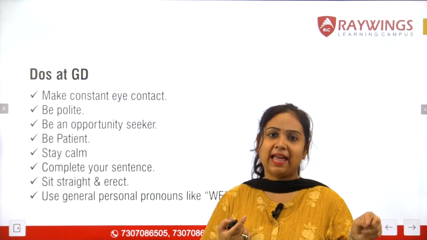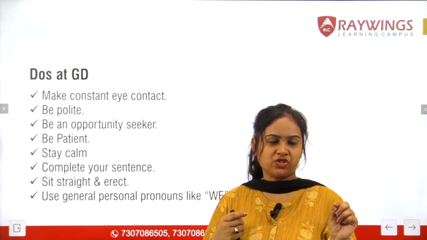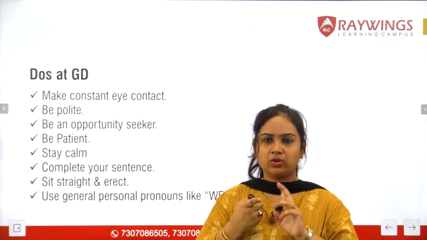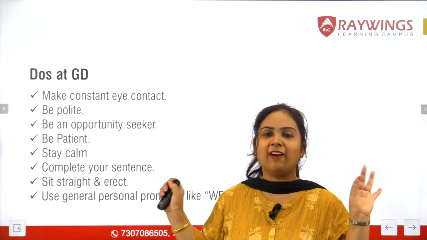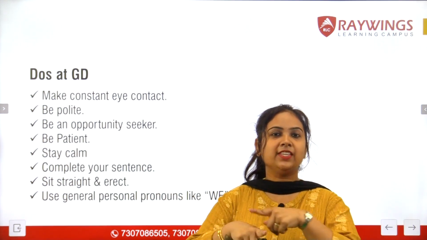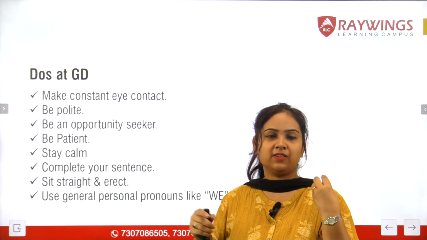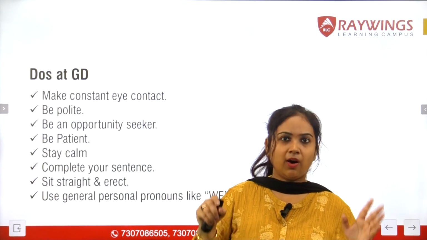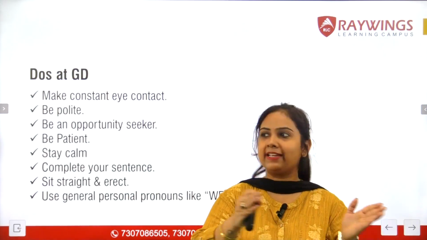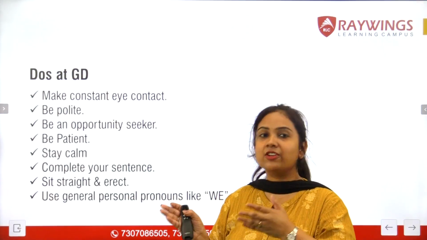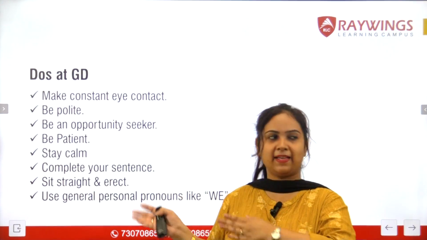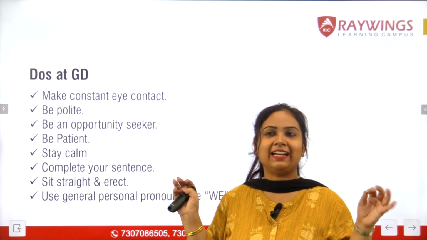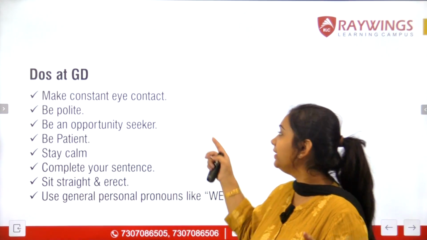So when you are making eye contact, first of all you need to make sure that you are not looking at the observer, you are not looking at the moderator, but you have to make constant eye contact with the group members. Whenever you are putting your point, never make eye contact with one particular person. You are addressing the group, so your eye contact should go from left to right and then from right to left, so that everybody feels that you are looking at them.